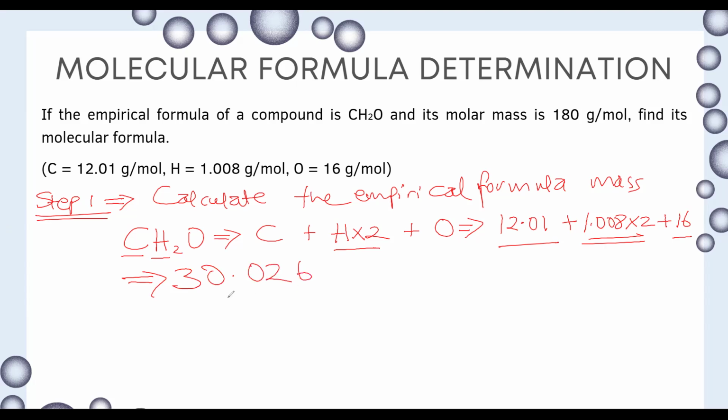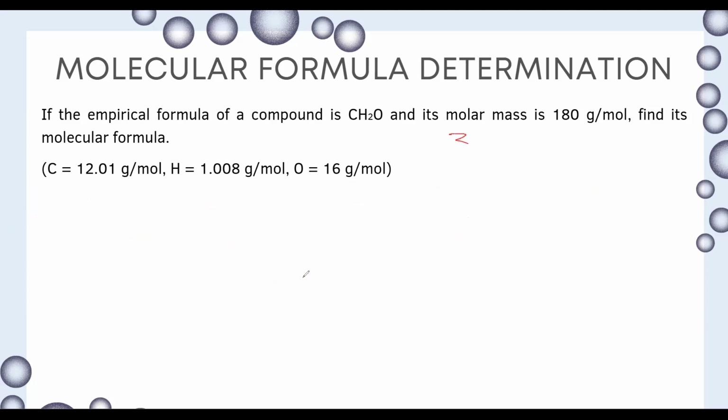So if you punched your calculators well, you would end up with this value. Yes, correct. 30.026. So now we've done step number one. We've gotten the empirical formula mass. Let's write it down. 30.026. Now, what is step number two?